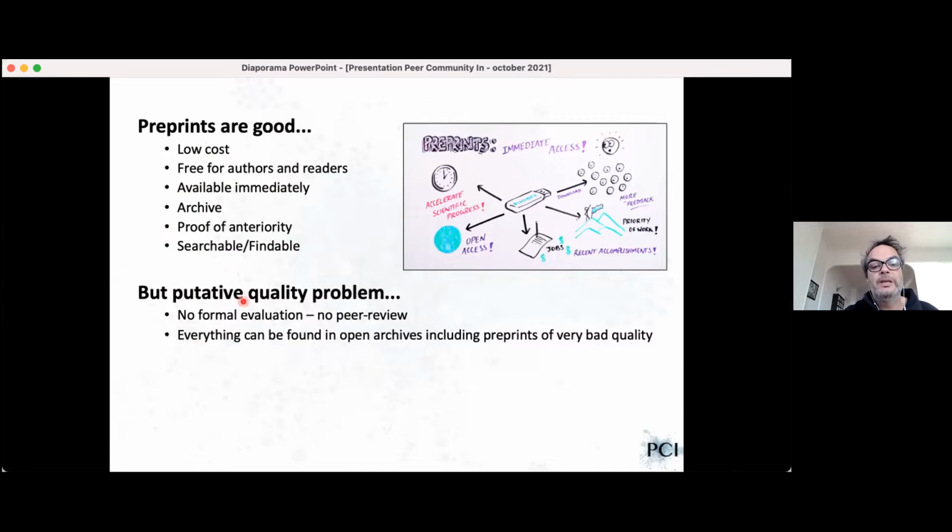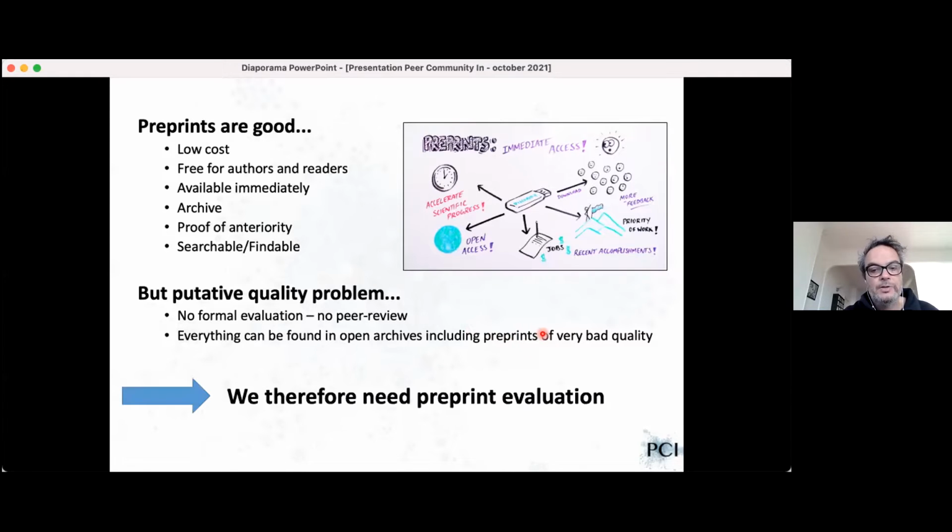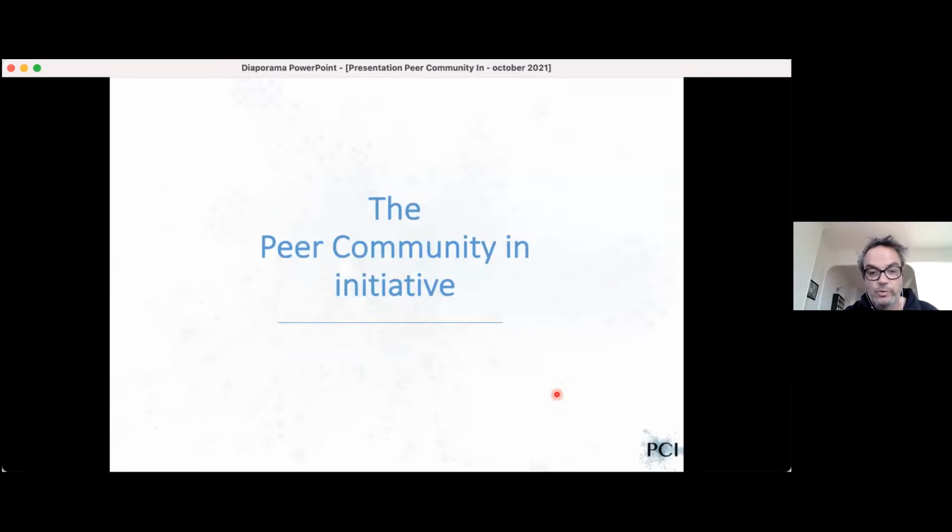And this may be a problem because if you have no evaluation, no peer review, you can find almost anything in preprint servers. And we have seen that with the COVID-19 crisis, where many preprints of bad quality were deposited in preprint servers and were used by the media, by journalists, by teachers, etc. And this may be a big problem in science. Okay, so we think that we need preprint evaluation, and this is what we try to do with Peer Community In.